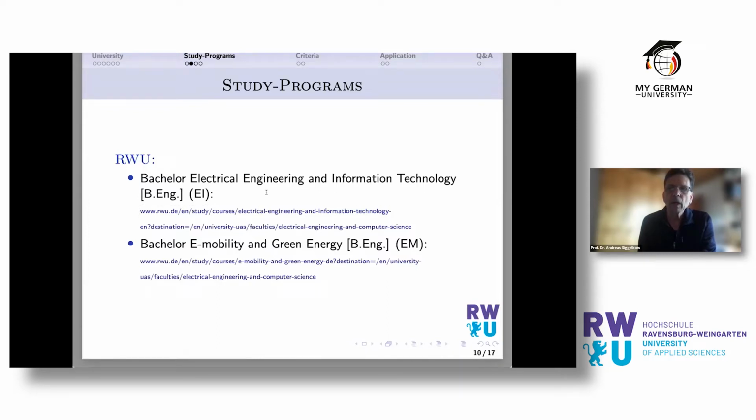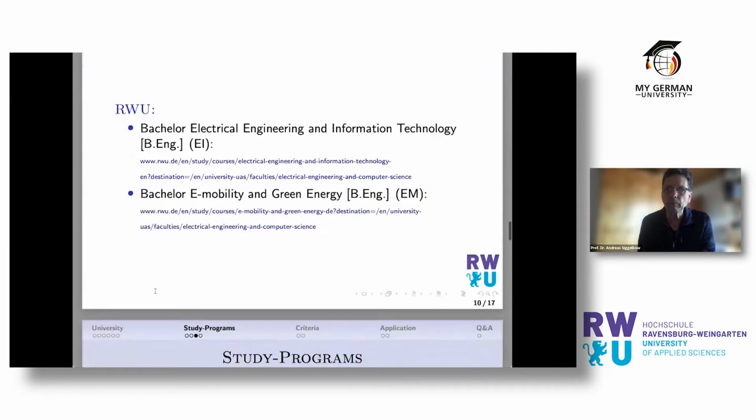All you need is the Bachelor Electrical Engineering and Information Technology. And what I'm talking about today is e-mobility and green energy, EM. Here you get the link with all of the information you need to apply for the study program and get some further information.